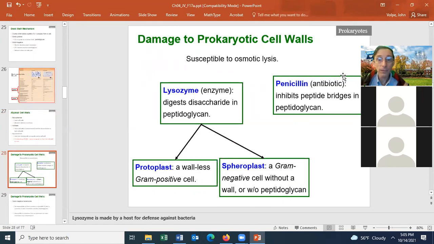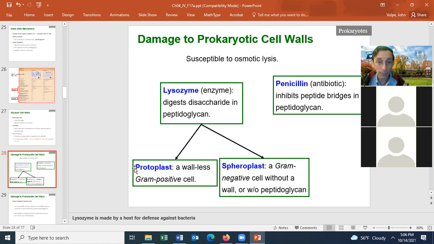You can damage prokaryotic cells, and if you damage their cell walls, they'll be susceptible to osmotic lysis. You can damage their cell walls with lysozyme. It's an enzyme you can find in your skin, as well as some of your mucous membranes, like the tears of your eye. It's an enzyme which digests the disaccharide in peptidoglycan. Then you can use this enzyme to remove the cell wall of bacteria.